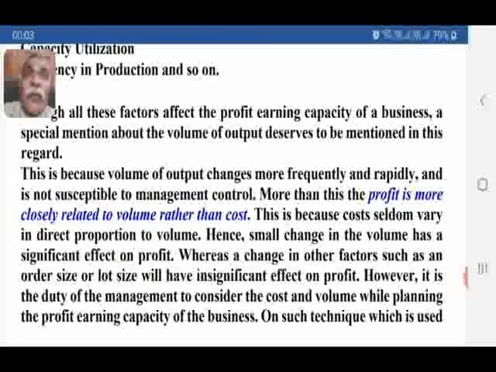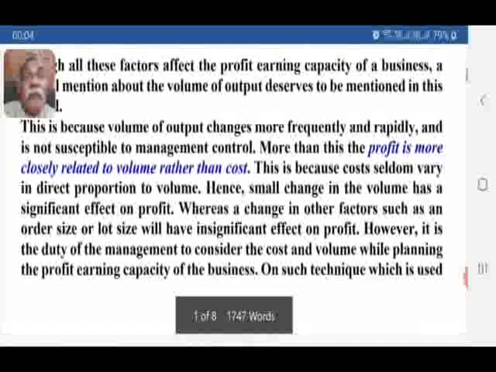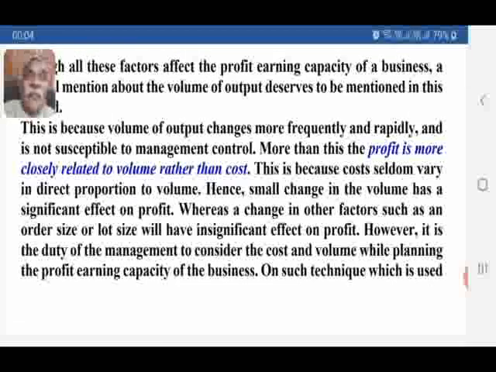So though all these factors affect the profit earning capacity of a business, the special mention about the volume of output deserves to be mentioned in this regard. The volume of output. This is because volume of output changes more frequently and rapidly, and is not susceptible to management control.